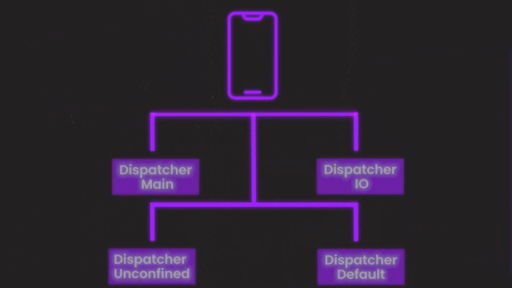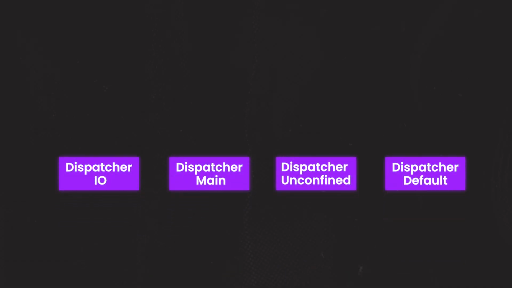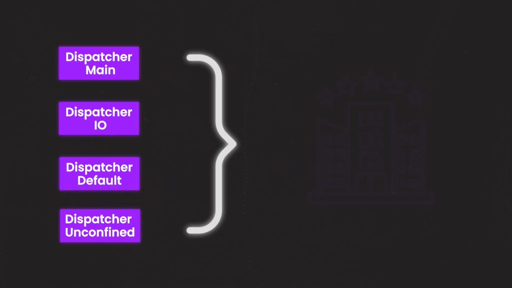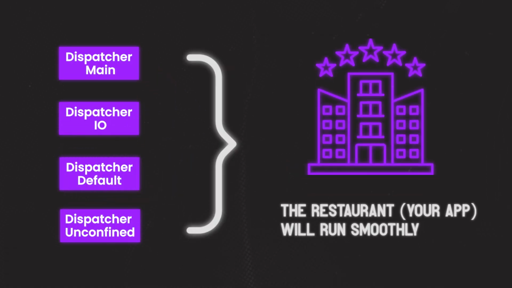The difference between dispatchers in Kotlin. Hey there! Imagine your phone is a big restaurant, and in this restaurant, these are 4 head chefs. These are the dispatchers in Kotlin. Each one has a specific job, and if everything is organized correctly, the restaurant, your app, will run smoothly.